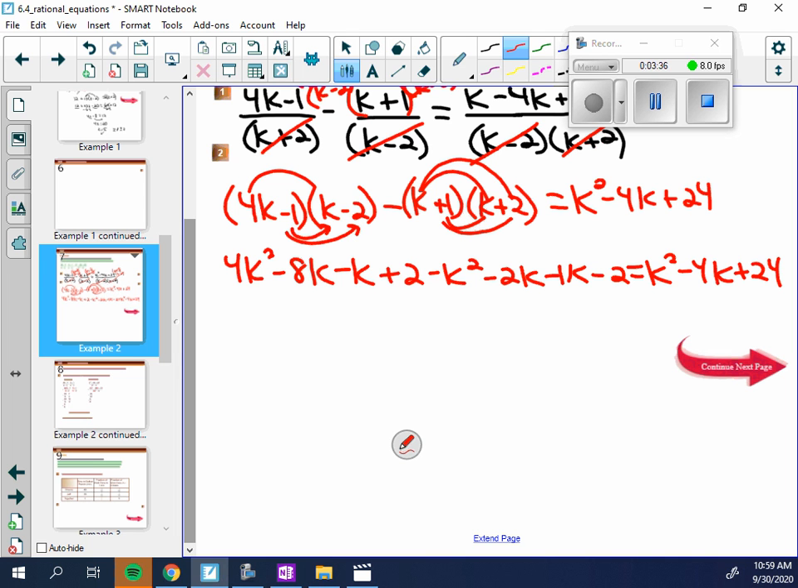I'm going to simplify this first side because it looks a little bit crazy. So 4k squared minus k squared is 3k squared. Negative 8k minus another one is negative 9k. Minus 2 here, minus 1 there. Is that negative 12k?